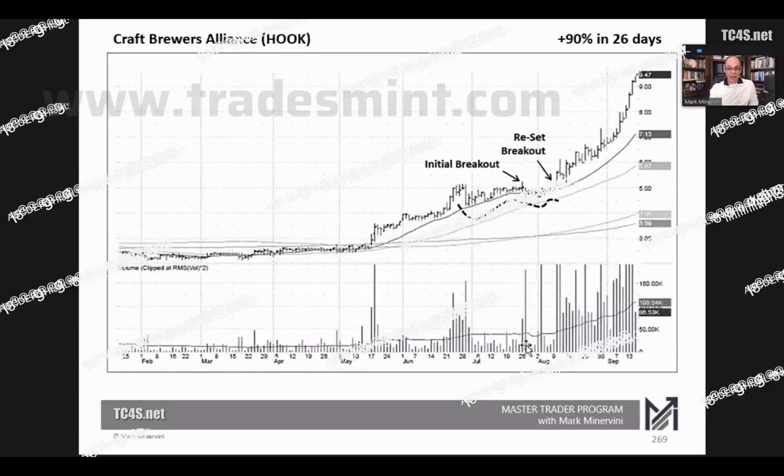The volume comes in, right? And then even over here, when it reset, see it resets in here. See how it gets real tight? Look, the volume comes way down. And then as it comes out, look at that gigantic volume. That's the elephant getting in the bathtub.